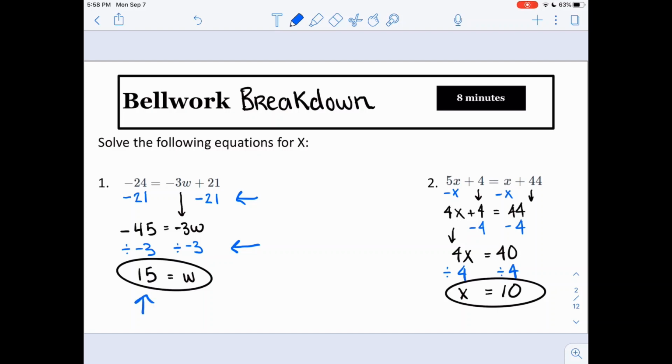For problem number 2, you need to move your variables to the same side, which is why you subtracted x. Then you need to move your constants to the other side, which is why you subtracted 4. And then we needed to divide both sides by 4. And that's how we got our answer of positive 10.